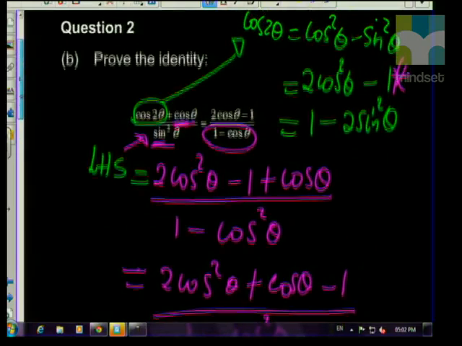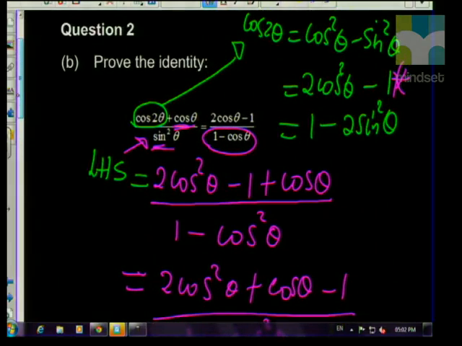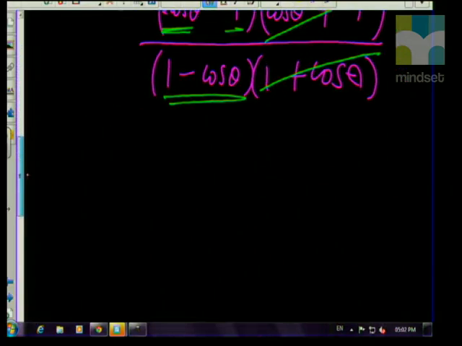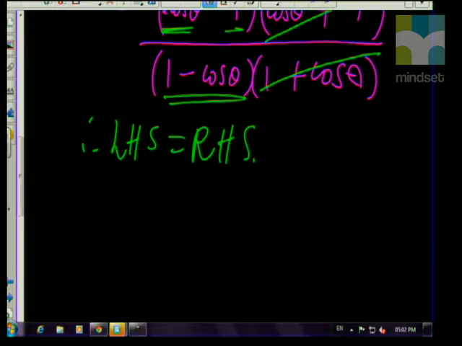I go back and check, okay? That is what they wanted me to prove. I've got the 2 cos theta minus 1, all divided by 1 minus cos theta. So it's now the same. The left is the same as the right. The identity is true. So therefore, our left-hand side is the same as our right-hand side. Okay, so you've proved that identity.